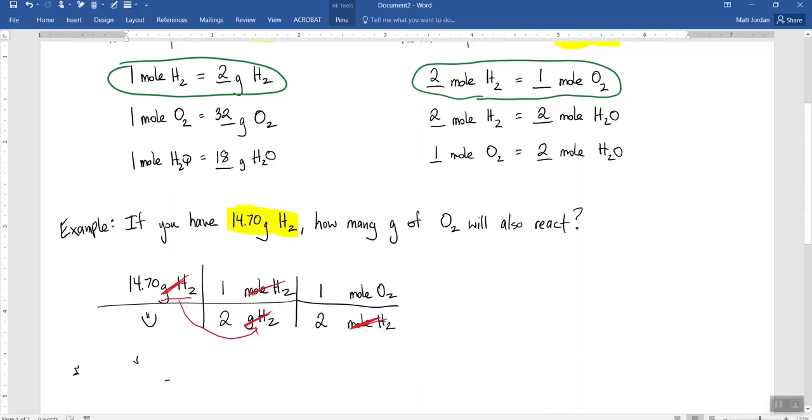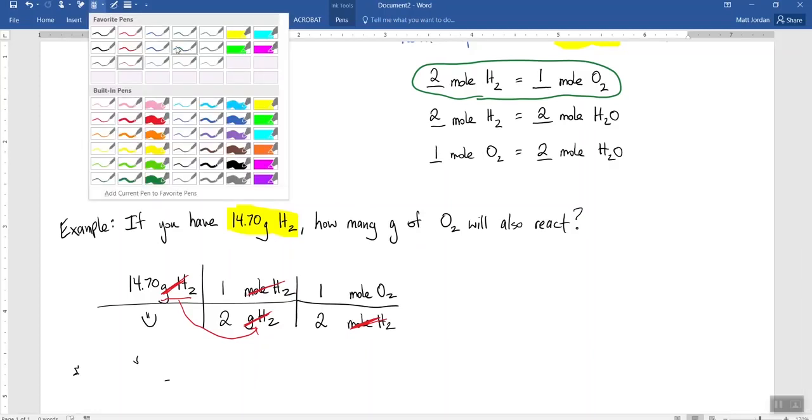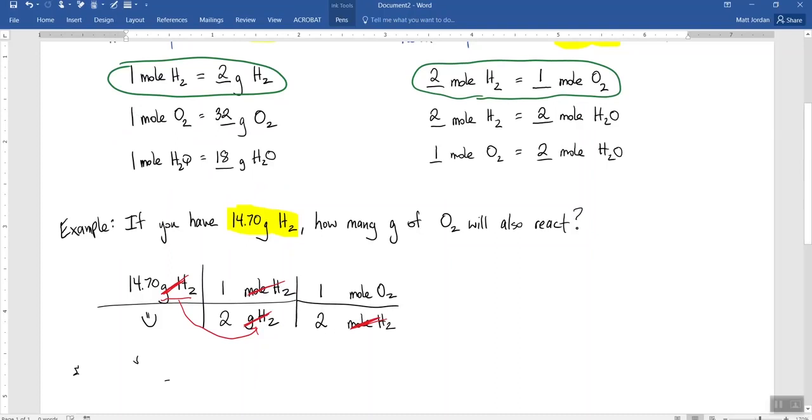Well, we want grams of O2. This is where we come over here. Look, we have moles of O2. That's the unit that we have right now. And there's an equality between moles of O2 and grams of O2. So now what we want to do is we want to use this equality. Okay, so we're going to add the t-table.